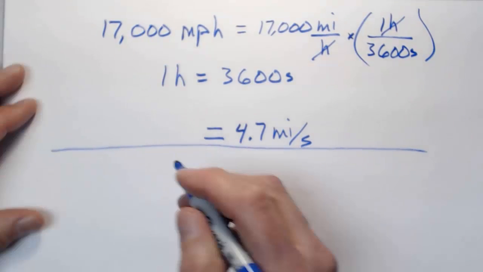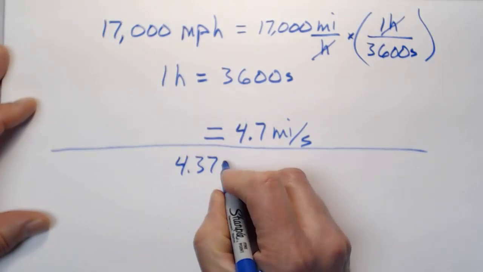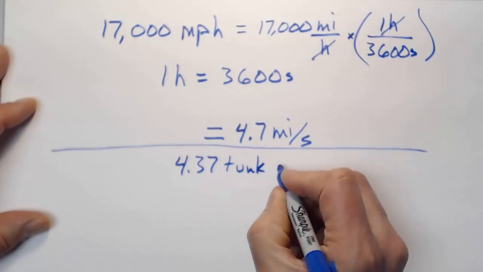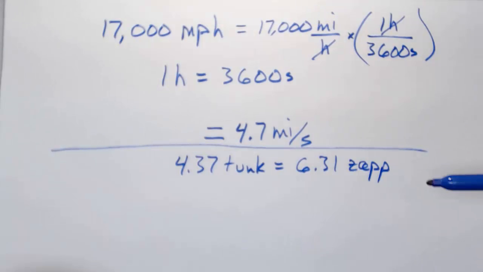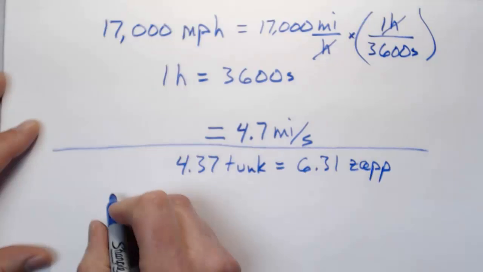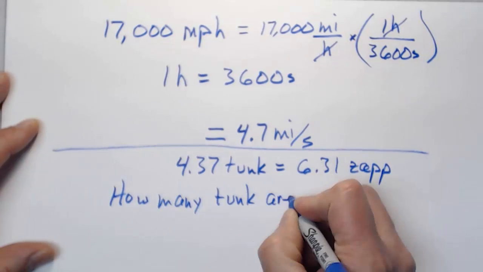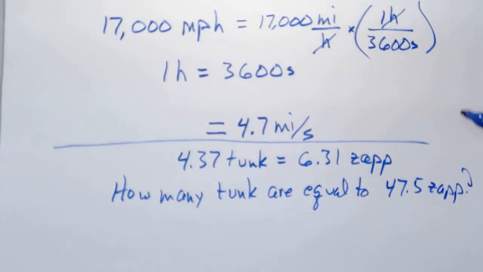I'm going to do a nonsense one now, something you've never heard of because I just made these units up this afternoon. Suppose you're told that 4.37 tunk is equal to 6.31 zap. Now, you've never heard of the units of tunk or zap before, and no one else has either because I just made the things up. But you're asked how many tunk are equal to 47.5 zap. Now, this is the way students feel a lot of times. We're asking them to convert units, and often they've never heard of the things before. So, we'll use our method here.